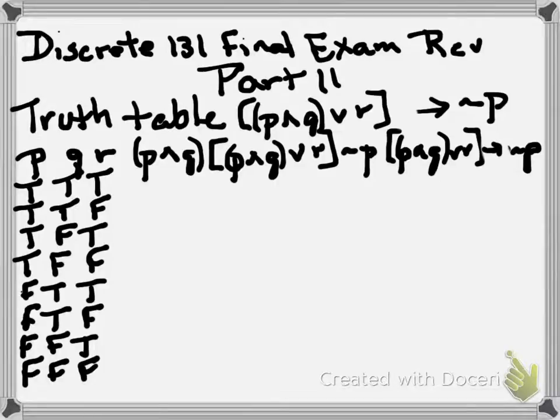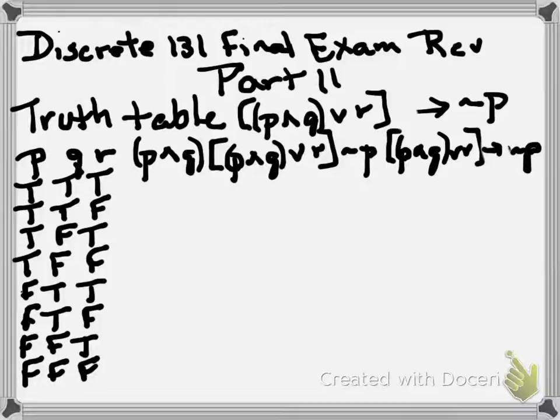A truth table for 3 variables has 8 lines in it. So column P is 4 that are true, 4 that are false. Q is 2 that are true, 2 false, 2 true, 2 false. And R alternates TF, TF, TF, TF. They must be set up in this particular order.